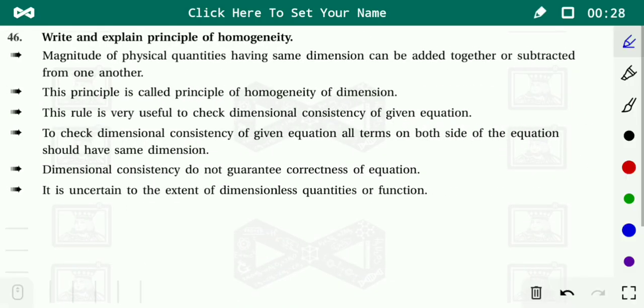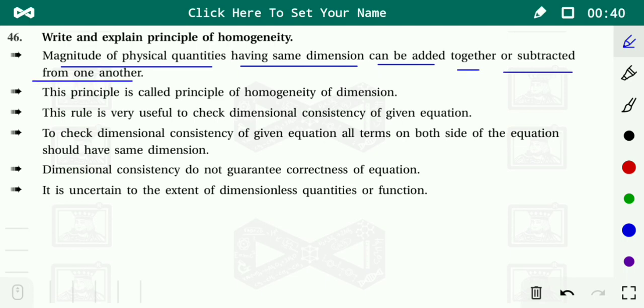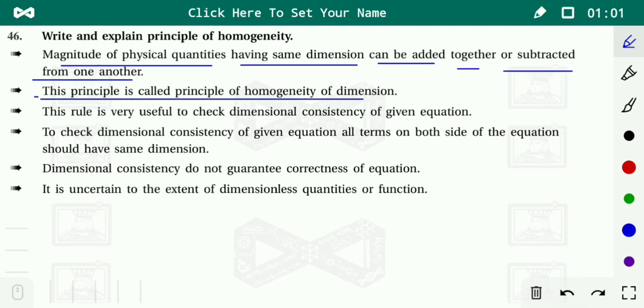In the solution part, students, magnitudes of physical quantities having the same dimensions can be added together or subtracted from one another. It is quite evident you cannot add force and velocity. You cannot subtract velocity from acceleration. If you are adding two quantities, they must have the same dimensions. If you are subtracting one quantity from another, they must have the same dimensions. This principle is called the principle of homogeneity of dimension.